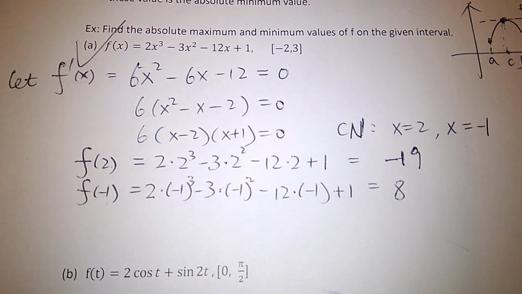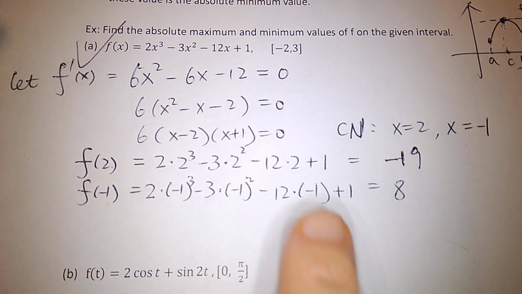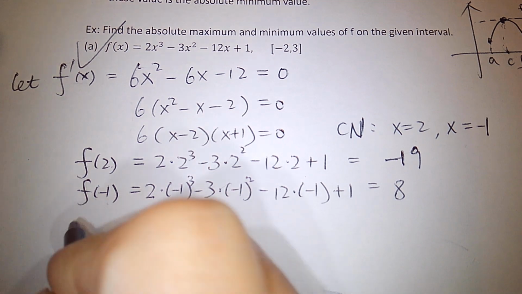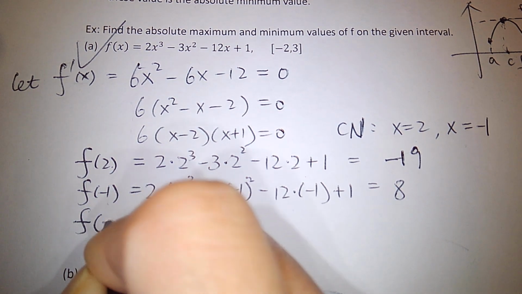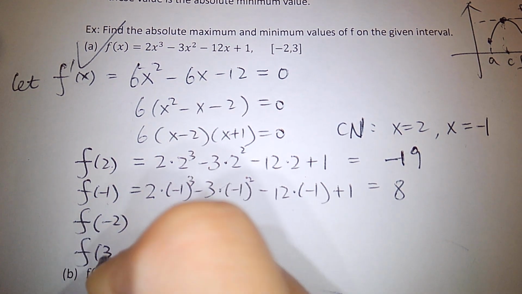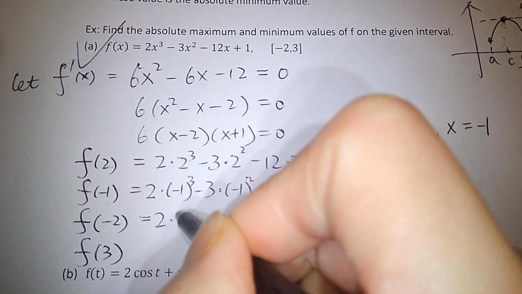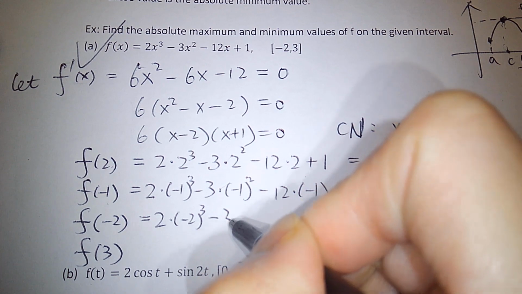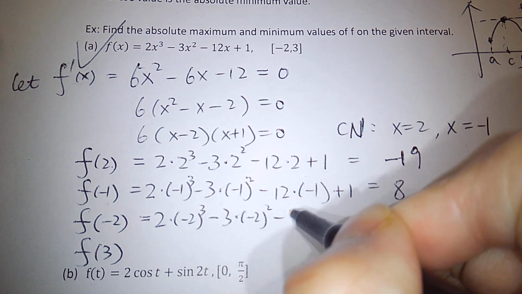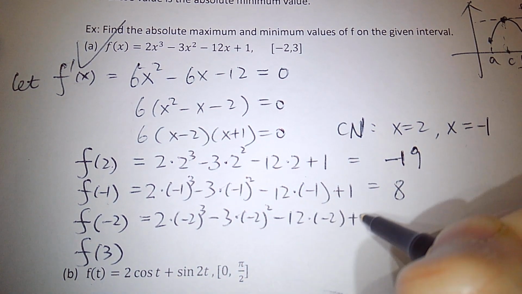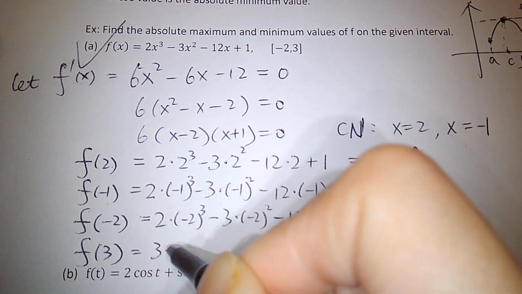But extreme values may also happen at the endpoints, right? So step 2, what do we do? Evaluate the function at f of negative 2 and f of 3. So please do this one as well. Plug in x by the endpoints.